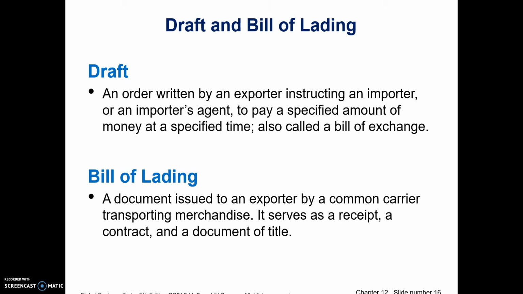basically fulfills three purposes: a receipt, a contract, and a document of title. The receipt indicates that the carrier has received the merchandise and it's in transit. A contract, in terms that detail the responsibilities of the courier, and a document of title, in order to facilitate payment for the exporter, basically showing who has responsibility for these goods in shipment.